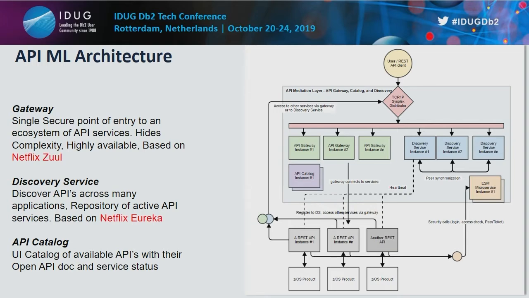This is a diagram of the architecture. Mediation layer is the blue squared area over here. It has 3 major components plus one slightly smaller. So the first one is API Gateway. API Gateway is the single secure point of entry.